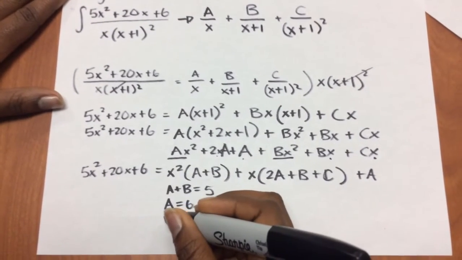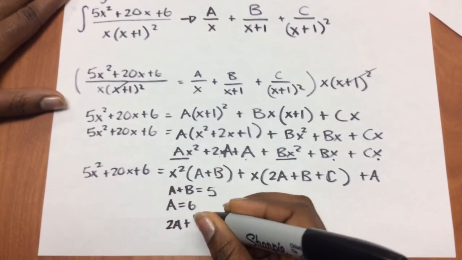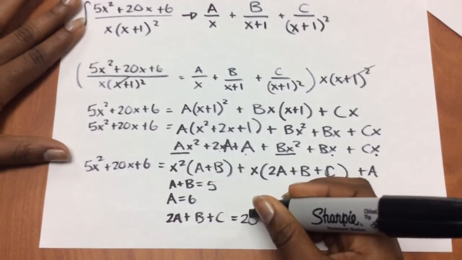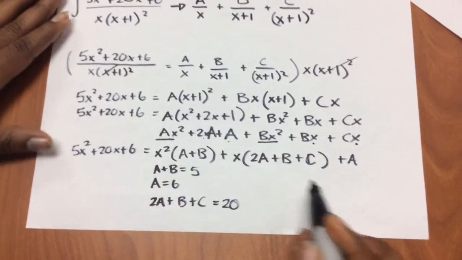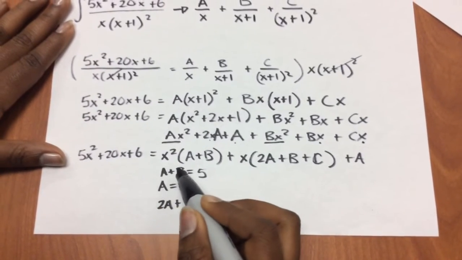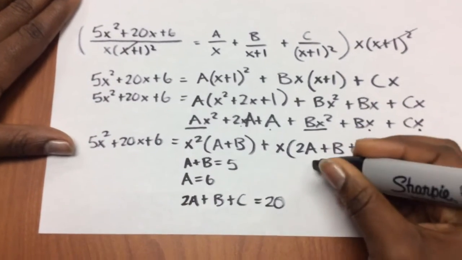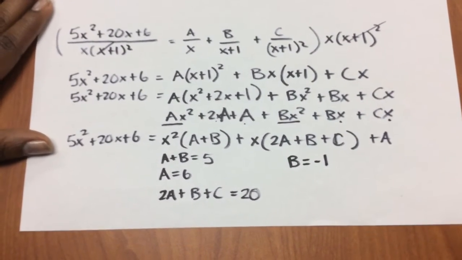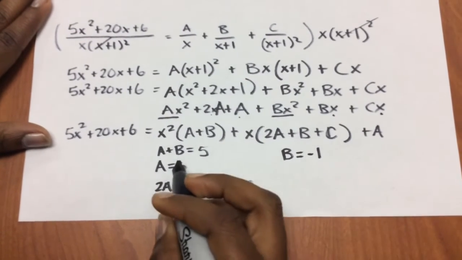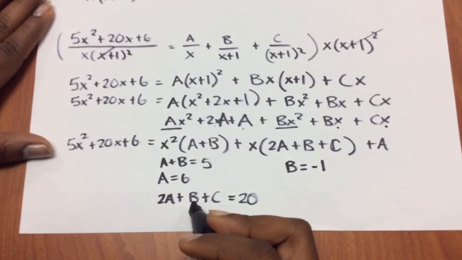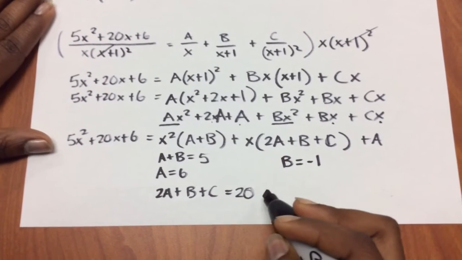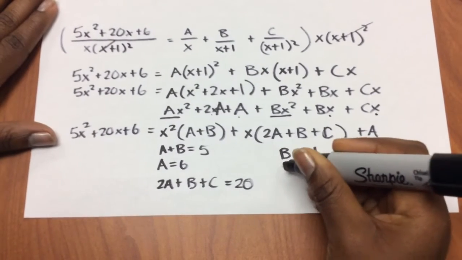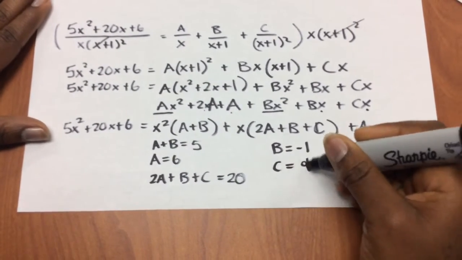So 2A plus B plus C equals 20. So it's basically like a system of equations. We can substitute here. So A equals 6. That means 6 plus B equals 5. That means B has to equal -1. I won't do the algebra here. And then, so 2A, which is 2 times 6, which is 12, minus 1, which is 11, plus C equals 20. That's basically 11 plus C equals 20, which means that C equals 9. I wasn't going to do the algebra here either.